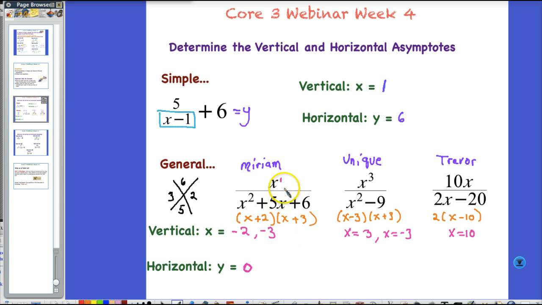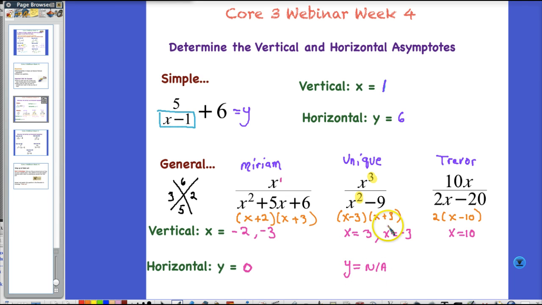Really easy. So if our degree for our numerator is less than the degree for our denominator, in other words, we're bottom heavy, we know our horizontal asymptote is always just y equals 0. Don't have to calculate, very simple. Let's look at this middle problem that was Unique's here. In this case, notice our degrees. We have a 3 on the top, and then we have a 2 on the bottom. Now we're top heavy. That's bad. So anytime we're top heavy, then we don't even have a horizontal asymptote. It's NA. You don't even have to calculate anything.